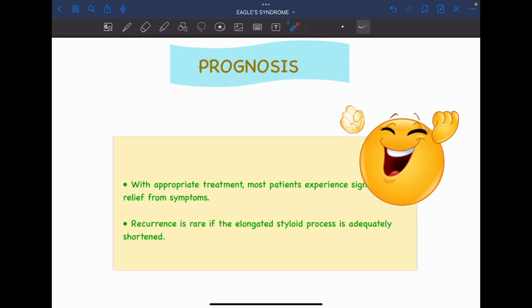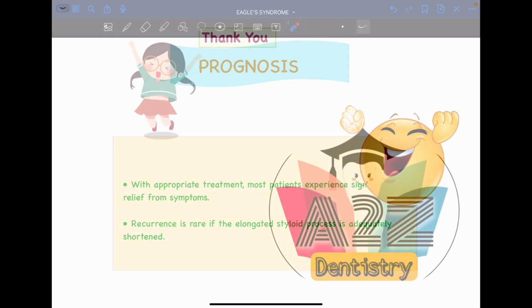Moving on towards the last part, that is the prognosis, right? With appropriate treatment, most patients experience significant relief from the symptoms, right? Whenever appropriate treatment is instituted, obviously there will be improvement, right? Recurrence is usually rare, right? Especially if the patient is undergoing the styloidectomy, recurrence is extremely rare, right?